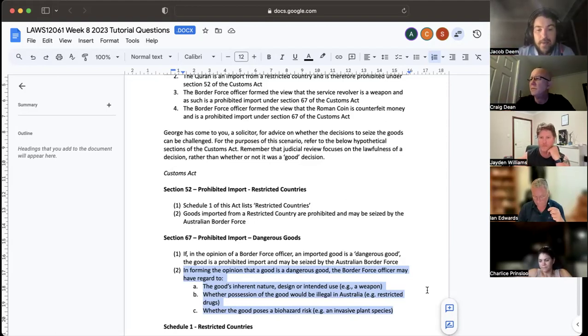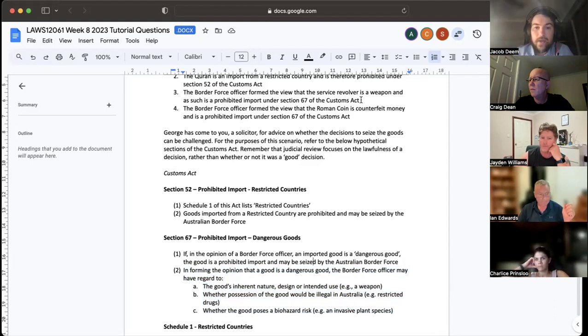Thinking specifically about jurisdictional error and the issues around can we seek judicial review for this or not? Well, I'd say the gun you couldn't if it's considered into that, but the coin I think you could. Yeah. Anyone else wanted to weigh in?